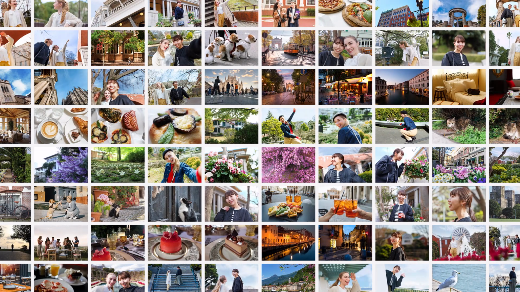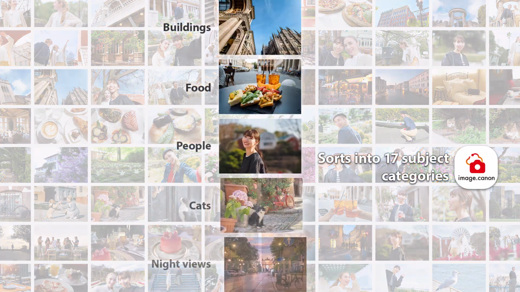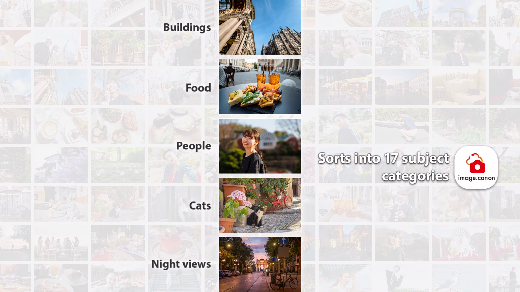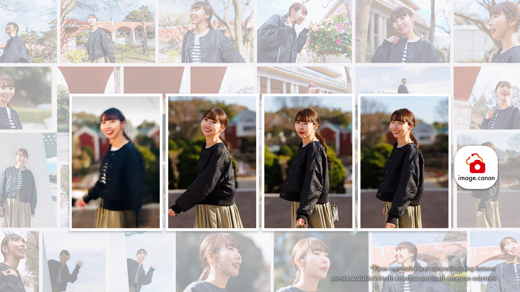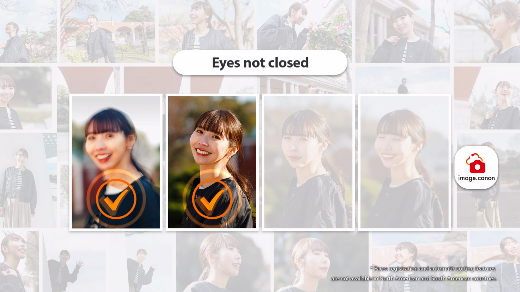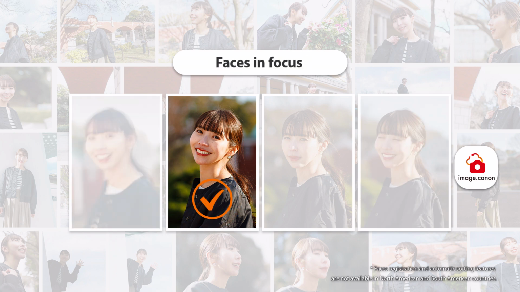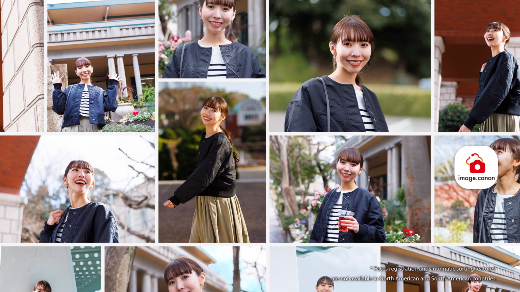Image.canon will analyze the uploaded photos and sort them automatically into your specified categories. Plus, photos with smiles, eyes not closed, and faces in focus are determined and sorted automatically.